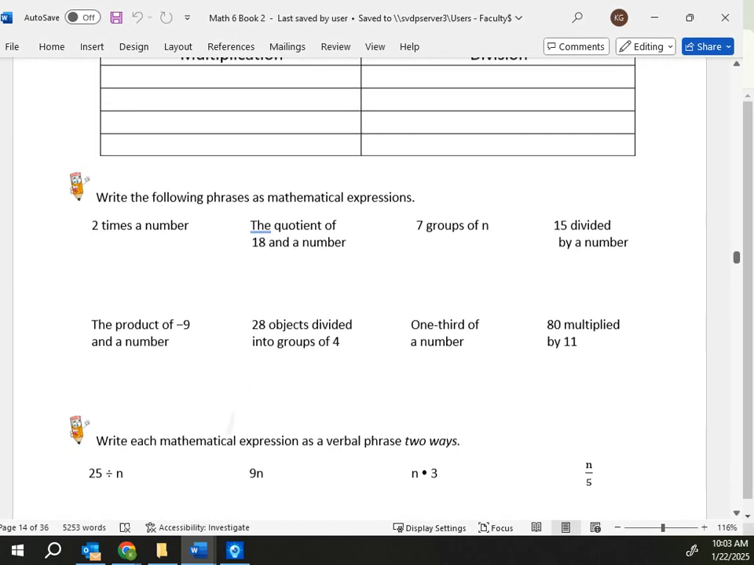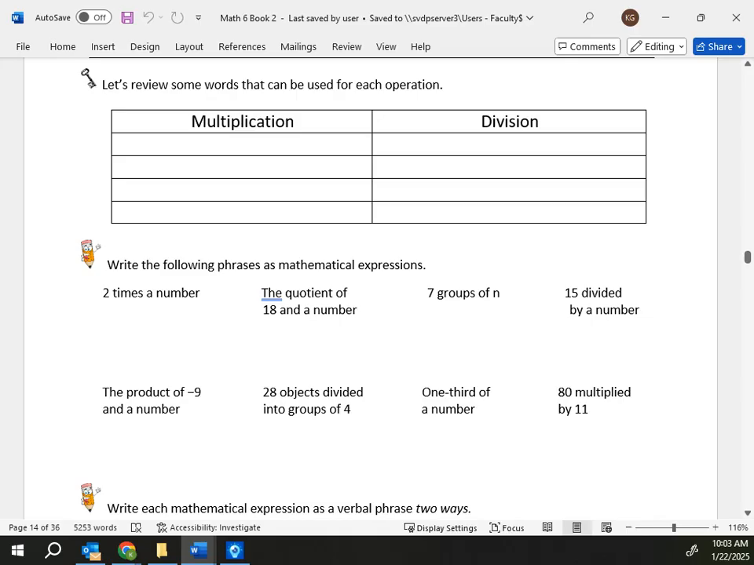CO37, same thing, except this time's multiplying and dividing. So we need those tables for multiplying and dividing. Label them so we know which words mean we multiply and which words mean we are dividing. So multiplying is a product, groups of, and times.